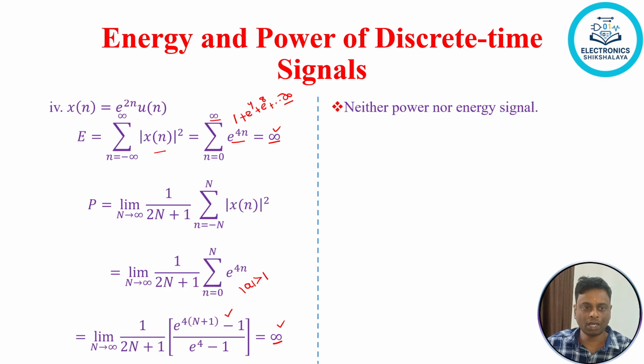This is how we calculate the energy and power of a discrete time signal. Based on the calculation, we can tell whether it is an energy signal, a power signal, or neither energy nor power signal. So that's all about the energy and power of discrete time signals. In this lecture, we have seen how to calculate the energy and power of discrete time signals.